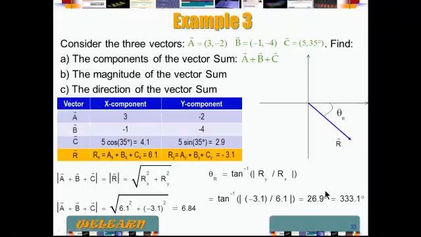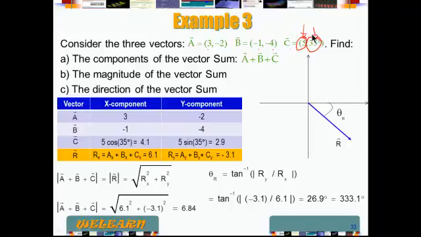Okay, let's consider this example. We are given three vectors in this case. Here is A with the x and y components, B with the x and y components as well. But for C, we are given an angle along with another number. So this must be the magnitude of C, and this is the angle giving the direction of C. So for C, we are not given the x and y components.